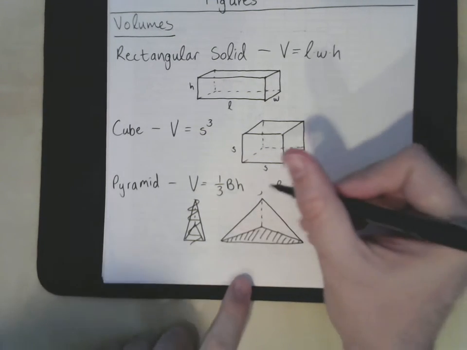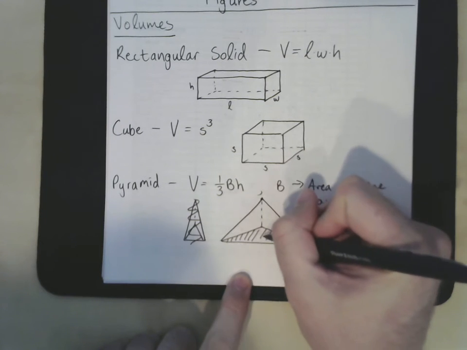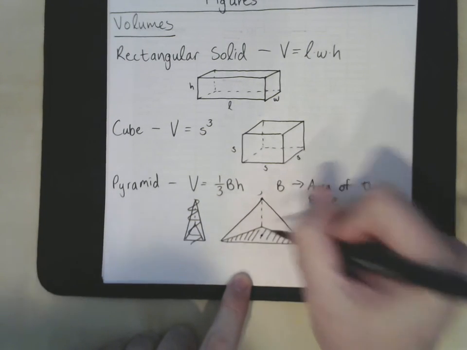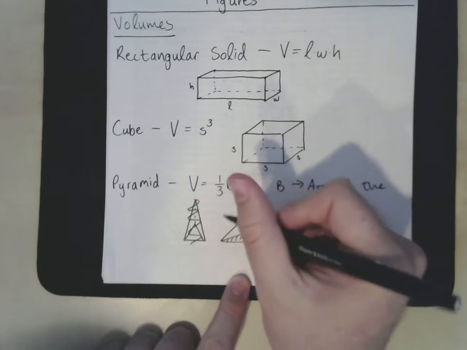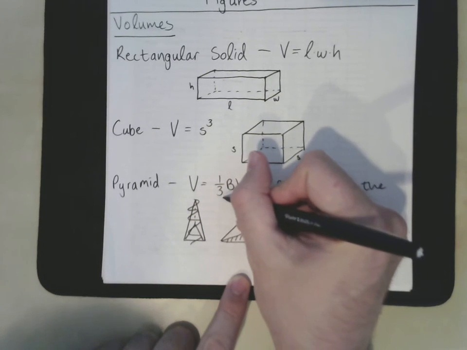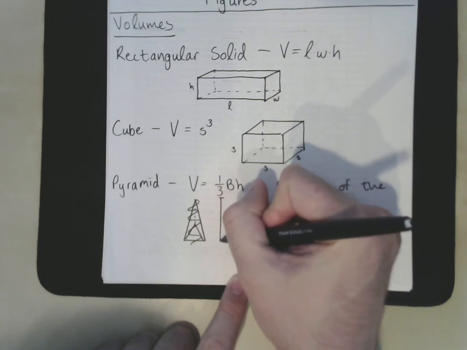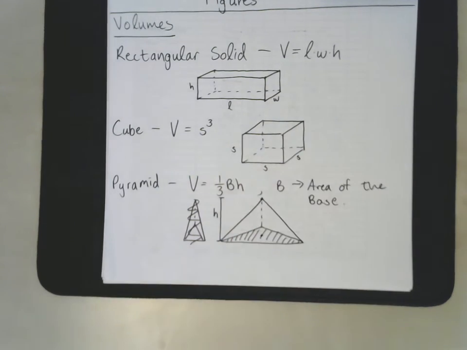Now the height of the pyramid goes from here all the way to the center of the triangle, or in other words, it's this distance here. So from this all the way to this is the height. It's from the base of the pyramid up to the top apex point.